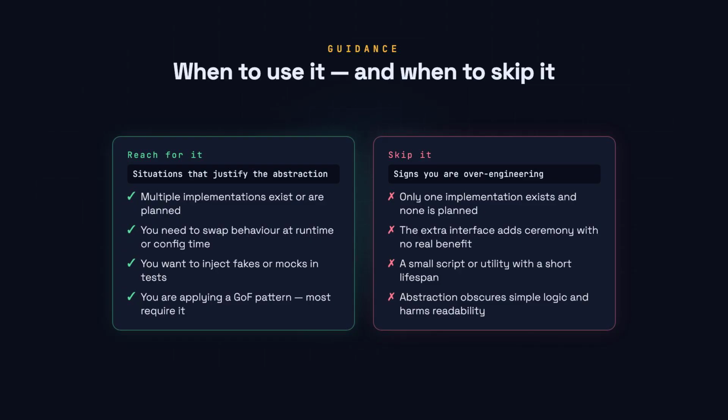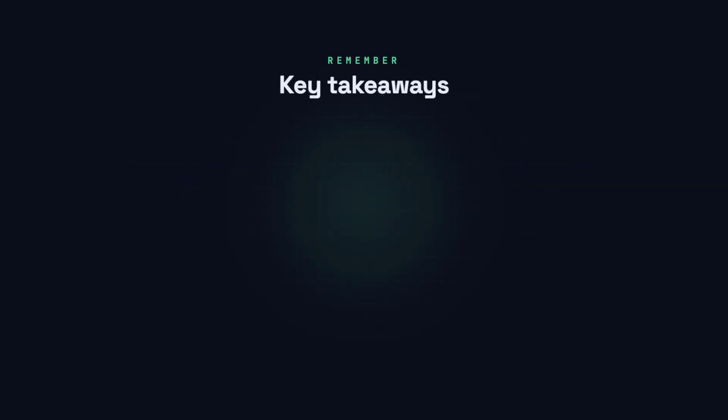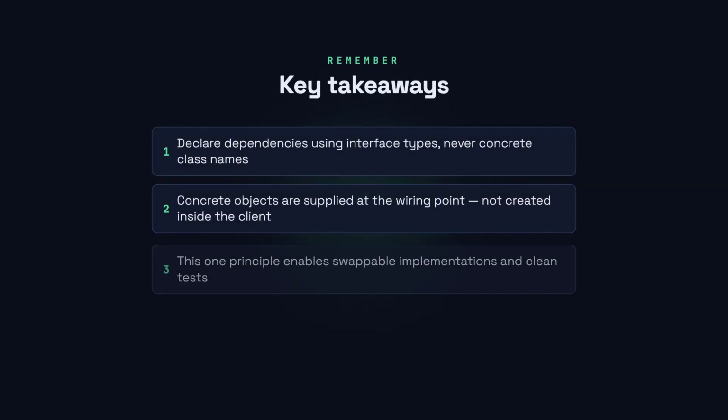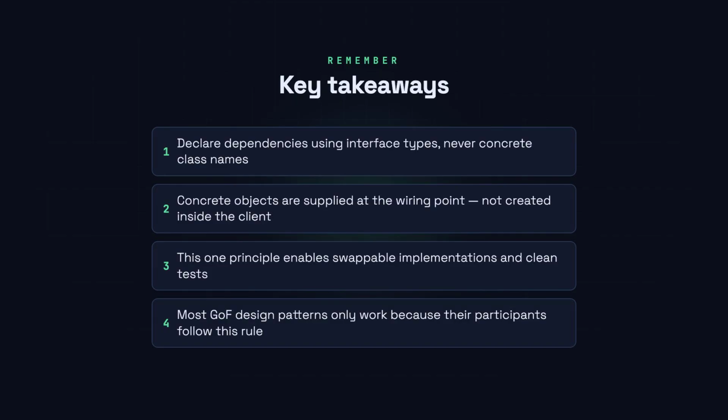To summarize, program to an interface means your client code should only know about the contract, the declared type, never the specific class behind it. The concrete object is handed in from outside, keeping the client blissfully unaware of implementation details. This single habit gives you swappable behavior, easier testing, and is the prerequisite for almost every design pattern you will learn next in this course.